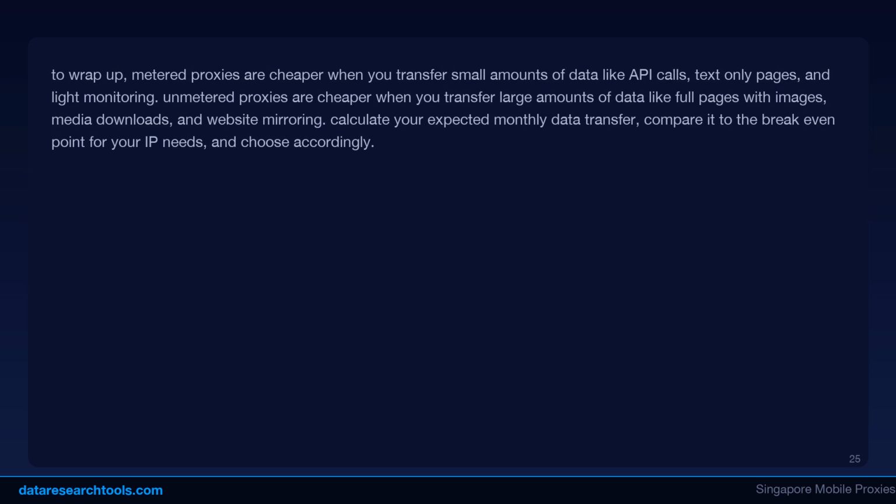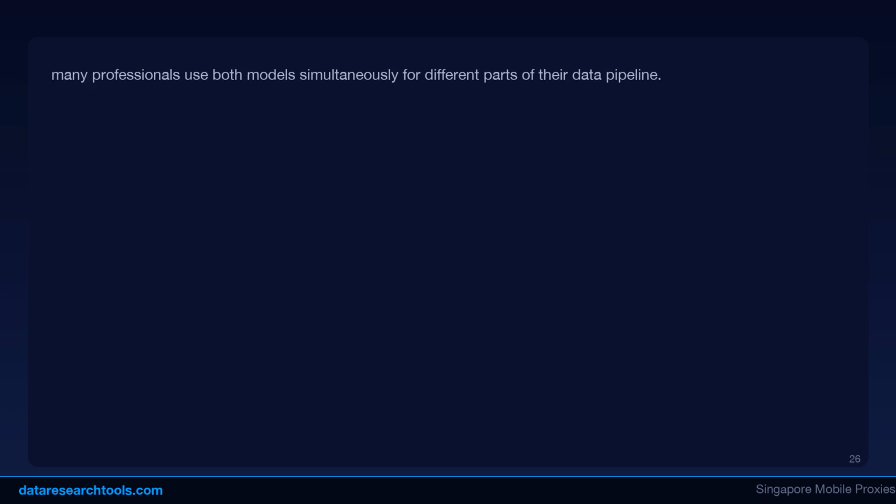Which model do most professional scrapers use? Professional scrapers typically use unmetered data center proxies for high volume, low sensitivity targets, and metered residential proxies for protected sites that require stealth. The dual approach optimizes both cost and success rate.